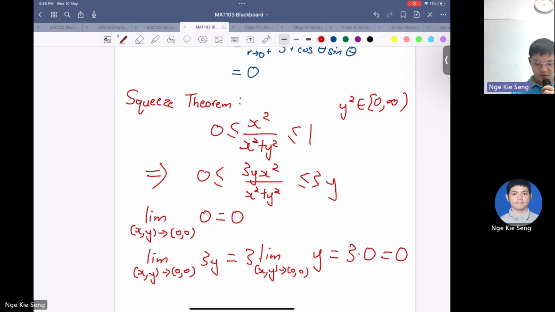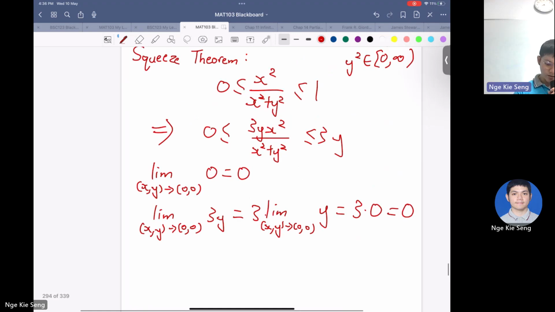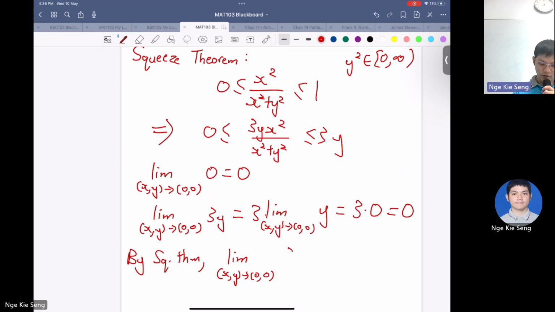So by the squeeze theorem, the higher dimensional squeeze theorem, the limit as (x,y) goes to (0,0) of the original function, 3y x squared over x squared plus y squared, is equal to 0.